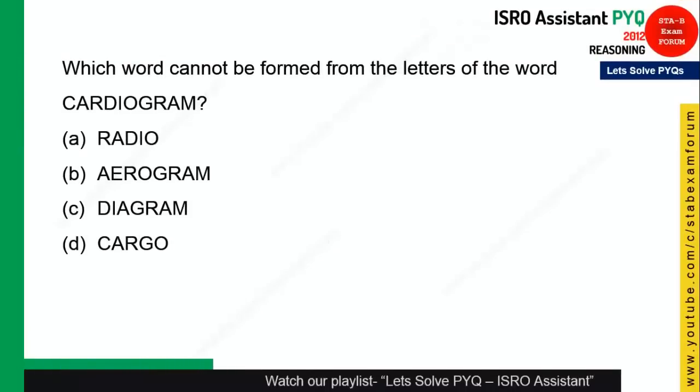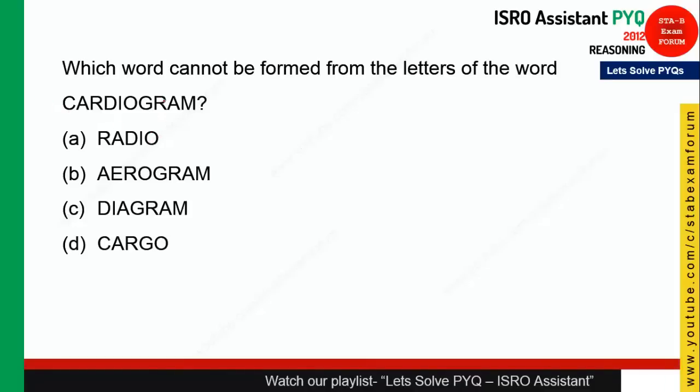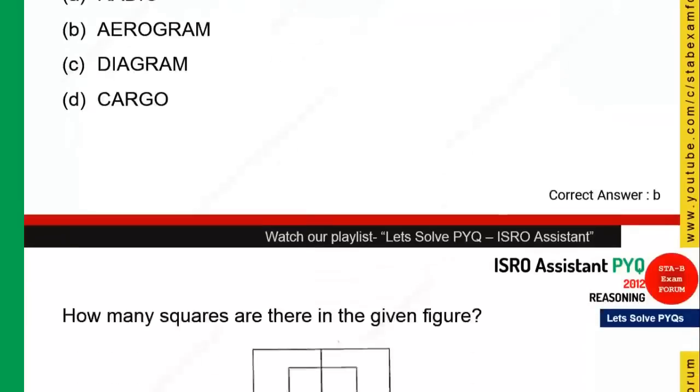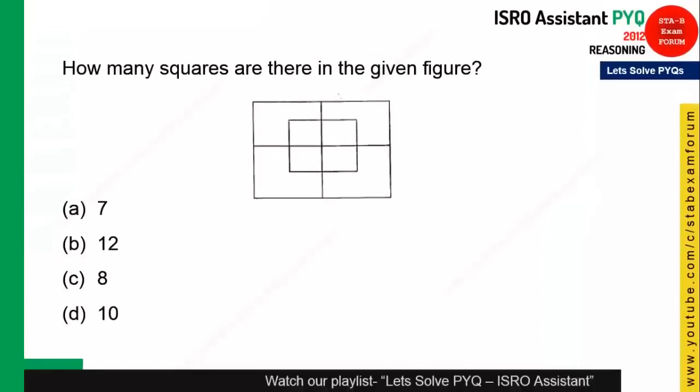Which word cannot be formed from the word cardiogram? Okay, so it is a very simple one. You need to find the word. Like radio, we can form RADIO. This we can form. Aerogram we cannot form because E is not there in cardiogram. So option B is the right answer. Okay, let's see the next question.